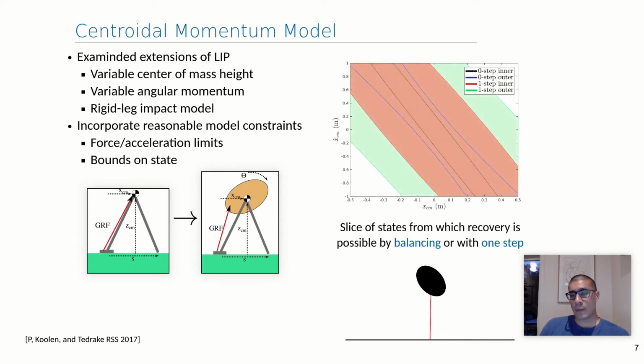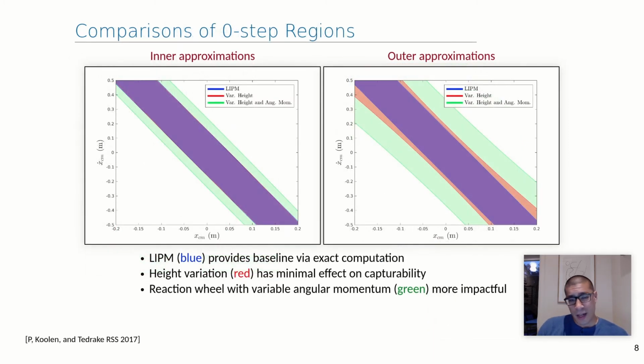And we can do the same thing if we allow steps as well. So if we introduce the hybrid event, we can look at the one-step region, in this case an inner and outer approximation. What this does is it allows us, as I said, to provide an explicit comparison of these simple models. On the left, we're looking at inner approximations compared, and on the right, outer approximations compared via three different models: the linear inverted pendulum in blue, an extension which allows the center of mass to go up and down, and an extension which includes angular momentum as shown on the previous slide.